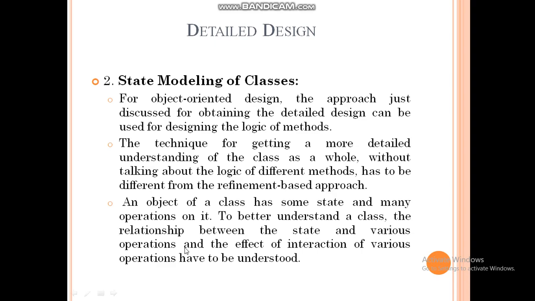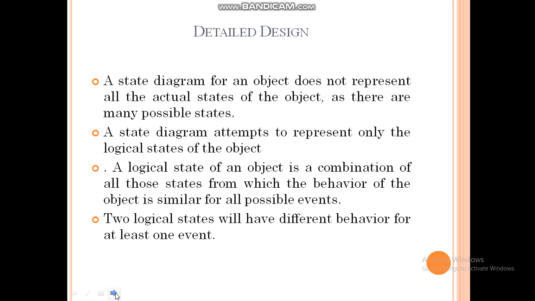So a class is a collection of variables and operations. The object is operated with the help of the class. Each and every class contains some state. State means variables or characteristics, and various operations. And the effect and interaction of various operations have to be understood. So how do we perform the methods with the help of the state that is declared in the class?